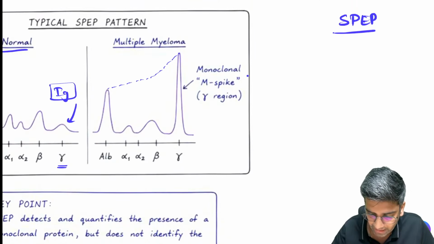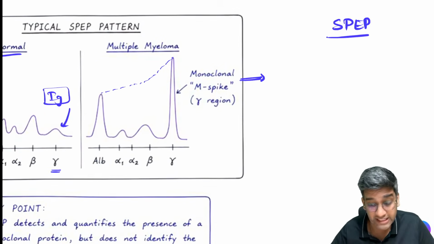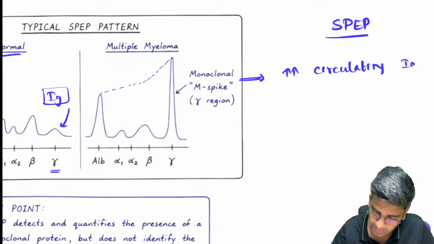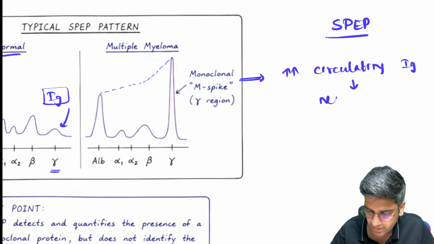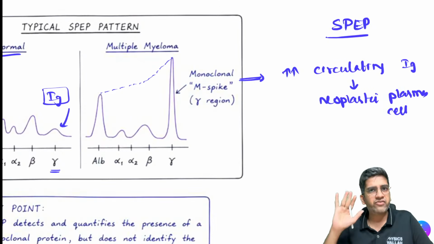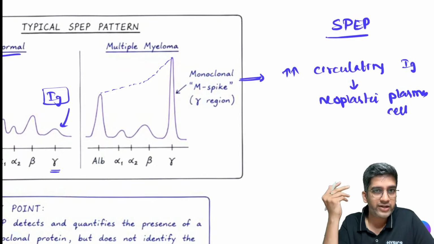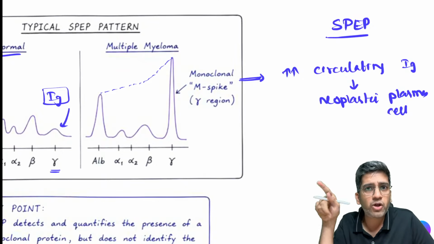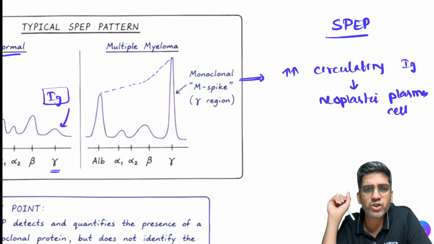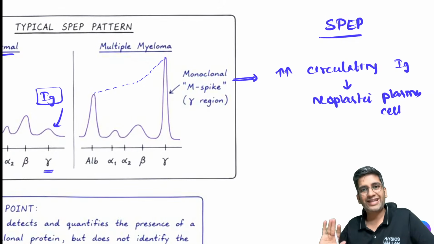In myeloma, you have a monoclonal or M spike. This signifies an increase in the amount of circulating immunoglobulin, which is produced by the neoplastic plasma cells. If albumin is normal or lower, it signifies there is more immunoglobulin, right? Now, can I say it is myeloma, or is it possible in infection rarely also? There's a possibility it can happen in infections also, right? Not always, but can happen.